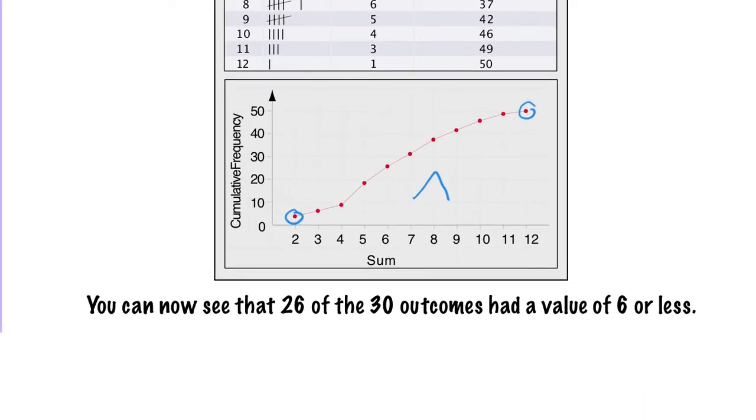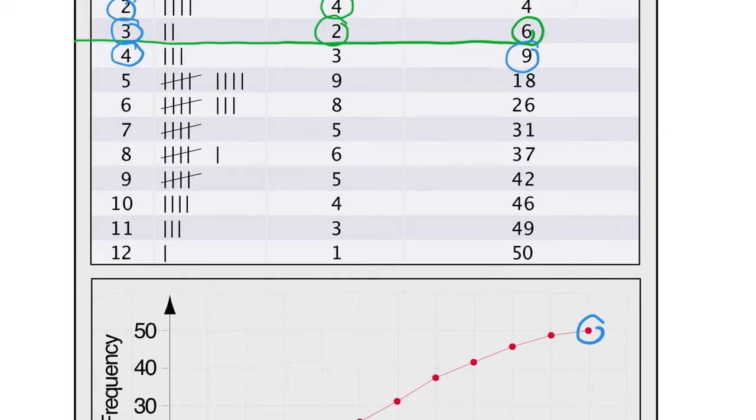And now you can see that 26 of the 30 outcomes had a value of 6 or less. So if you look at number 6 and we tally them all up, you can quickly see that the answer to that question is 26.